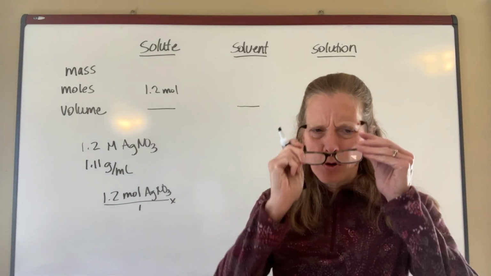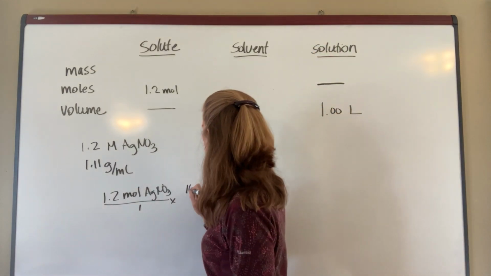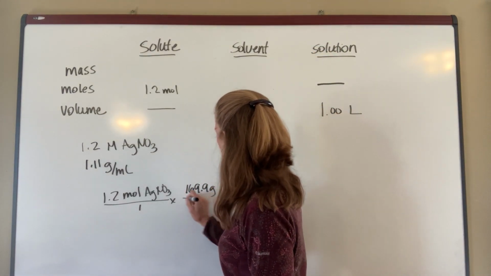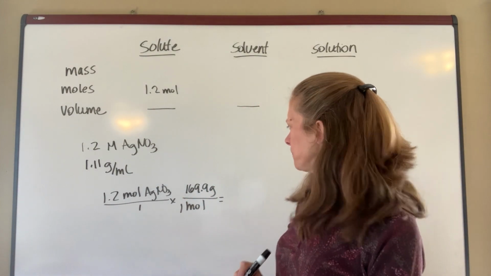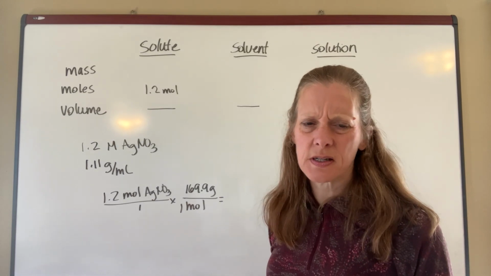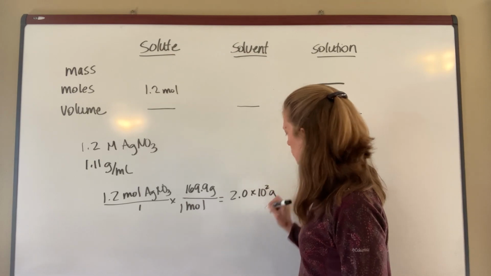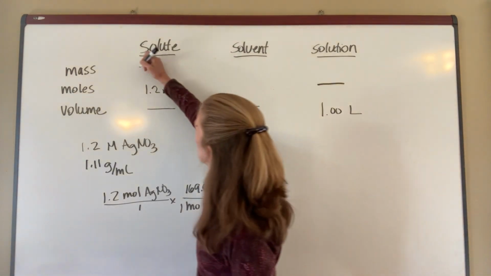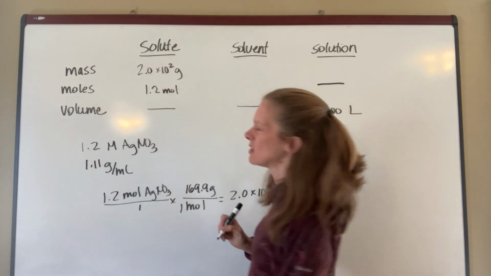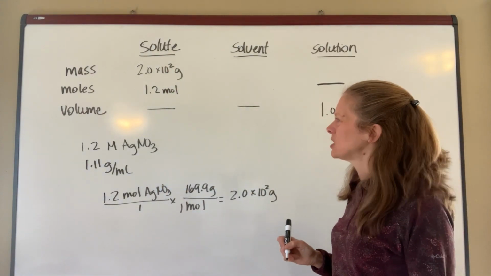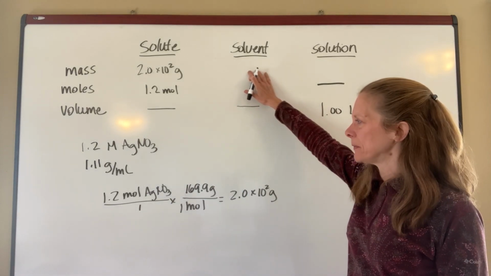The molar mass of the silver nitrate is 169.9 grams in 1 mole. And so if I calculate grams, that's going to give me 2.0 times 10 to the second grams of silver nitrate. So I'm going to fill that in up here, 2.0 times 10 to the second grams. Okay, so that helped, but I still need to know the mass of the solvent.